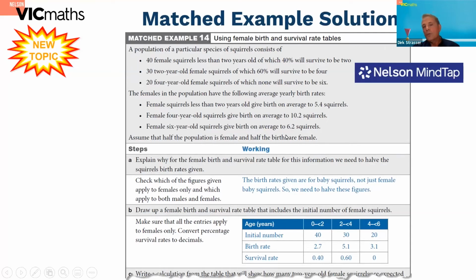Now, students, the way Nelson MindTap works is you can give access of these to your students, or not. You could use them for other things as well, I guess, because it's effectively another example with full working shown. So you'll hear a lot more from the sales team about Nelson MindTap.